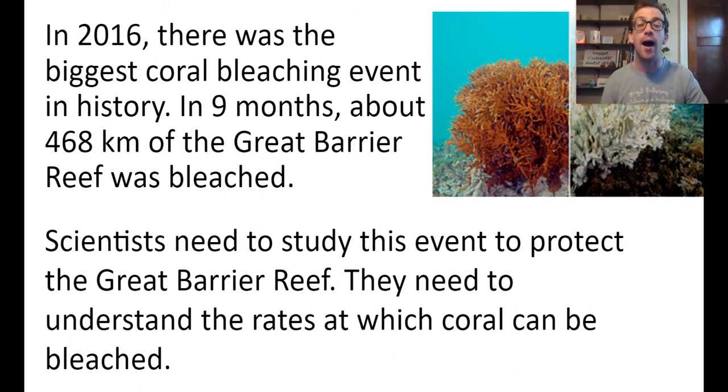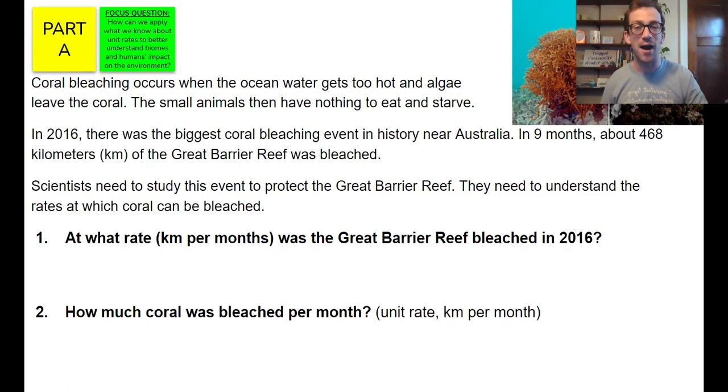And in 2016, about 468 kilometers of the world's largest coral reef, the Great Barrier Reef, was bleached. And scientists need to understand what happened in 2016 in order to better predict what could happen in the future and to preserve our coral reefs. So what I need you to do is use this information and start thinking about the math that's involved. So I said that in 2016, over the course of 9 months, 468 kilometers were bleached. And that first question is basically that right there. What was the rate in kilometers per month that the Great Barrier Reef was bleached?